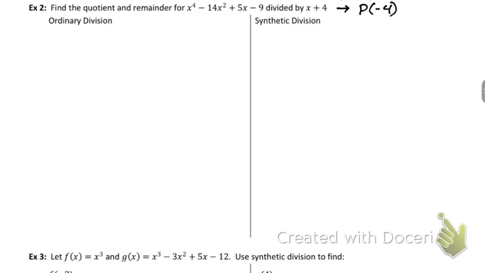All right, so we have x plus 4 we are dividing. We have to use ordinary division, then we get to use synthetic division. Good thing the bottom 2 are all synthetic division. I think there's 2 more down there. We are going to divide by x plus 4.